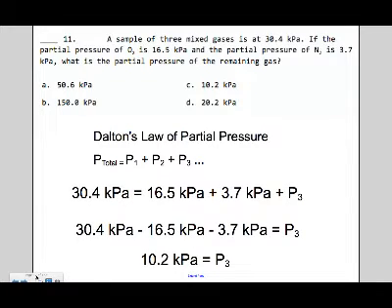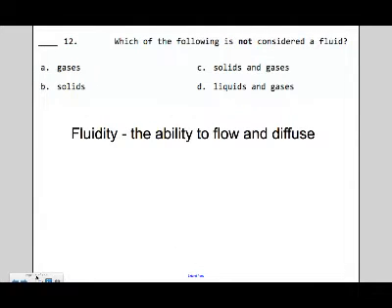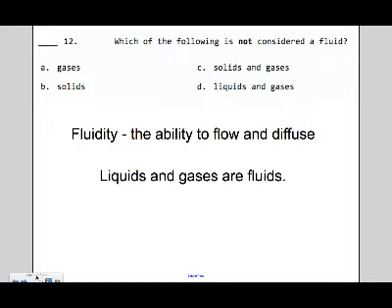Which of the following is not considered a fluid? Okay, liquids and gases are fluids, which means that solids are not considered fluids. So the answer choice here is B. Fluidity, the ability to flow and diffuse, so move from one container to another and mix together.